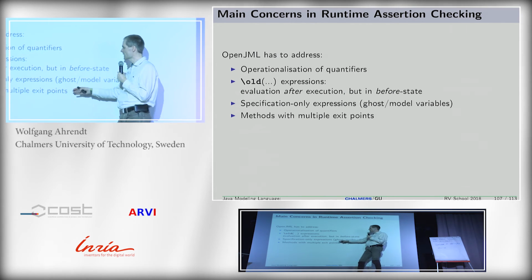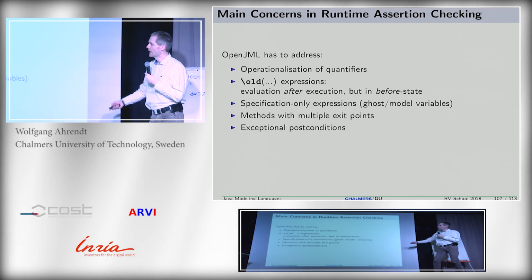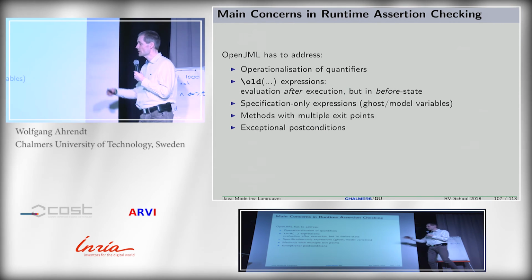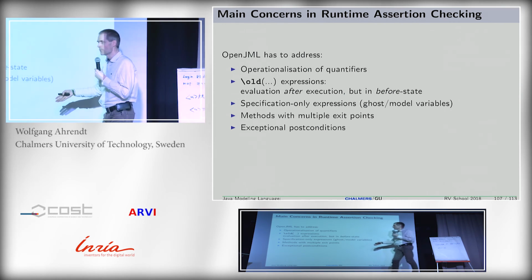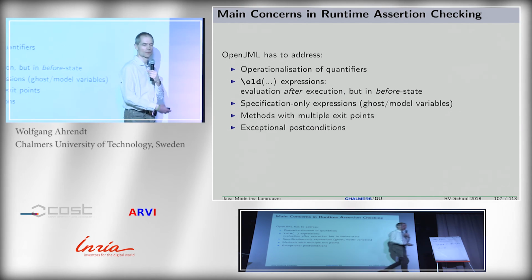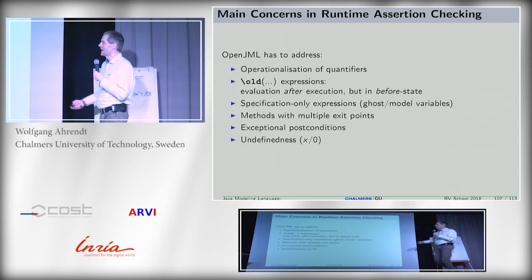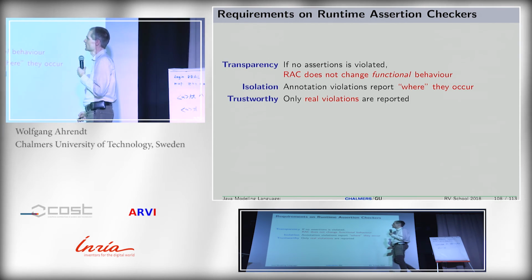Methods can have multiple exit points. That can be a problem for code instrumentation. How do we even check exceptional postconditions? And actually the trick here is similar to what I showed you in KeY, that you have a try-catch around and then you catch an exception and talk about it. Undefinedness and so on and so forth.